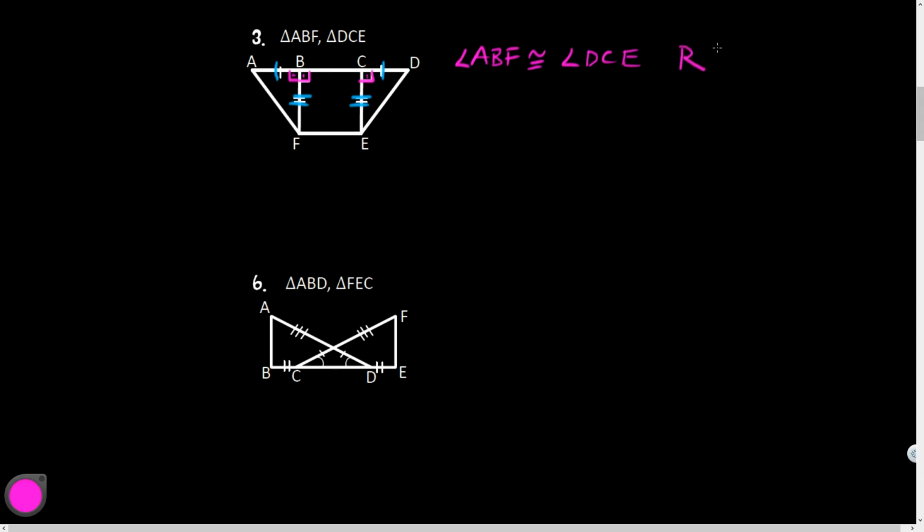The right angle congruence theorem. Yeah, that's why. That's what I say. So here we go. That means I could now say these two triangles are congruent to each other. And I'm not liking my triangle shape right there. So triangle ABF is congruent to triangle DCE.